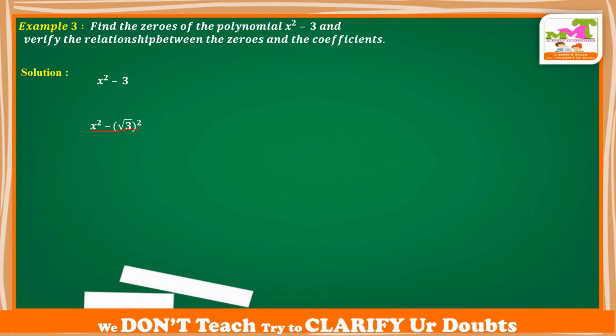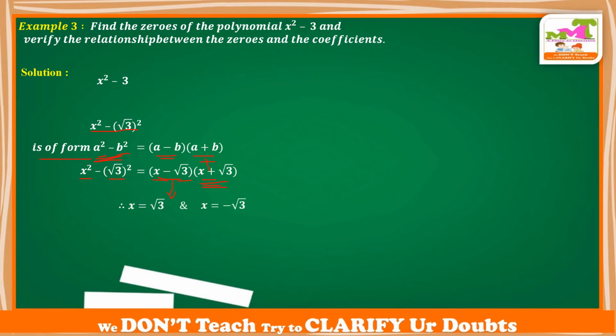It is in the form of a square minus b square, where we have a minus b into a plus b. So the question is x square minus root 3 square, where we can write x minus root 3 and x plus root 3. I hope you understood. In this case, x minus root 3, then x is equal to root 3. Your x plus root 3, then x is equal to minus root 3. Yes, you're right. So these two are known as zeros. I mention it as alpha, the first value, beta, the second value.